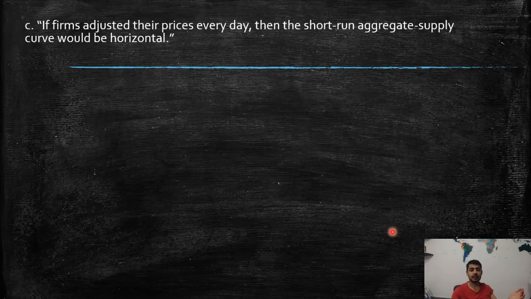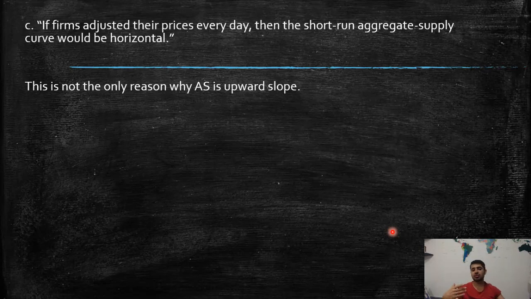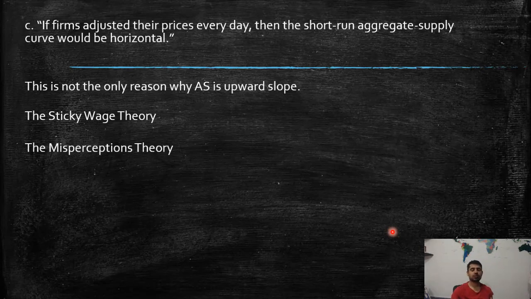And then C. If firms adjusted their prices every day, then the short run aggregate supply curve would be horizontal. Well, actually this is not just because of the price that the short run aggregate supply is upward sloping. There is also the sticky wage theory, that wages cannot change from one day to the next, like with a contract, so they cannot be replaced in the short run. Another one we talked about during the chapter was the misperception theory.